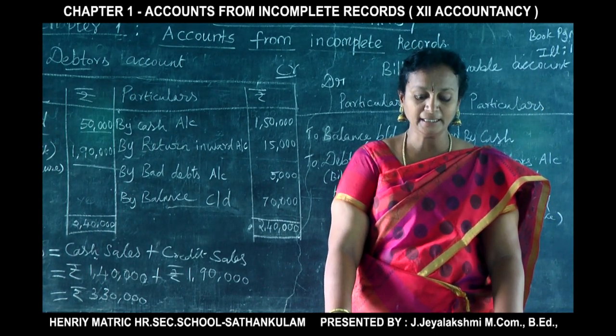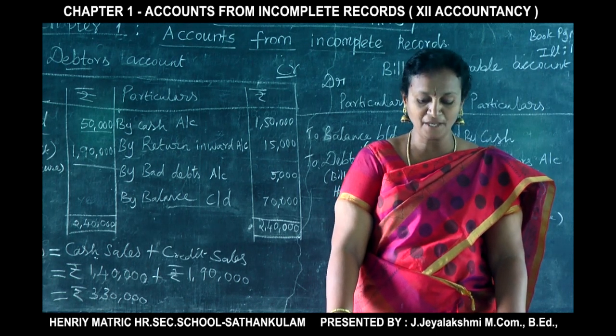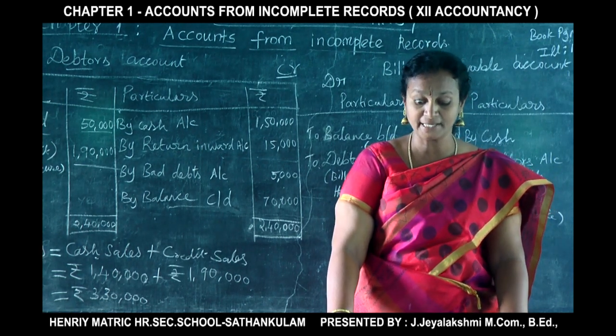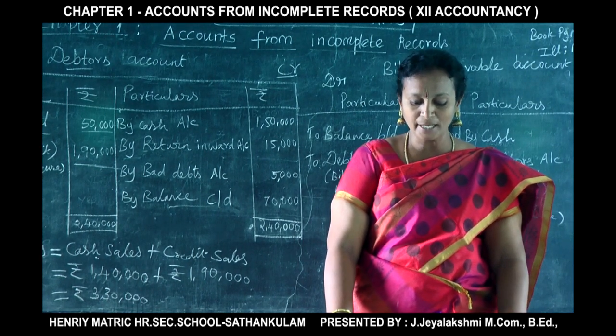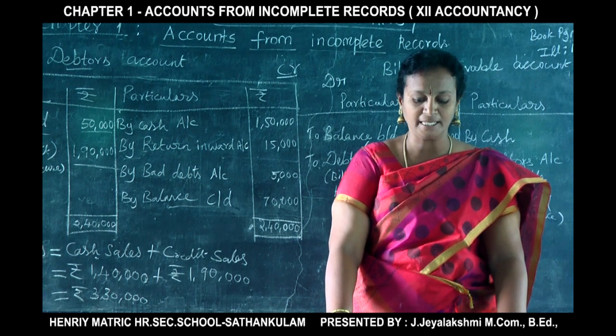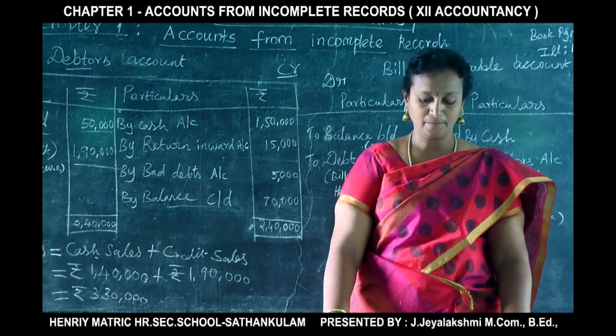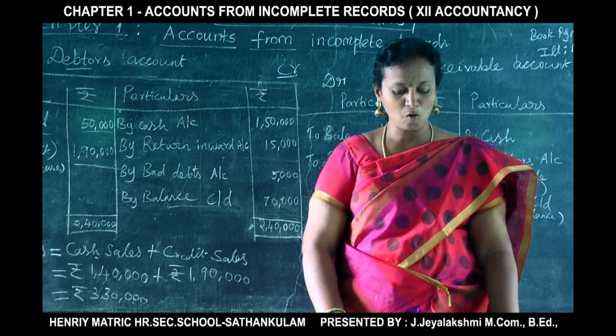Okay, from the following particulars, prepare bills receivable account and compute the bills received from the debtors. Now we are learning illustration 12. How much bills are we getting from the debtors? We have to calculate. Here the particulars and amounts are given.